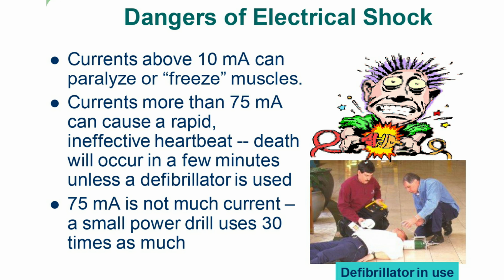Dangers of electrical shock. Currents above 10 mA can paralyze or freeze muscles. Currents more than 75 mA can cause a rapid, ineffective heartbeat. Death will occur in a few minutes unless a defibrillator is used. 75 mA is not much current. A small power drill uses 30 times as much.